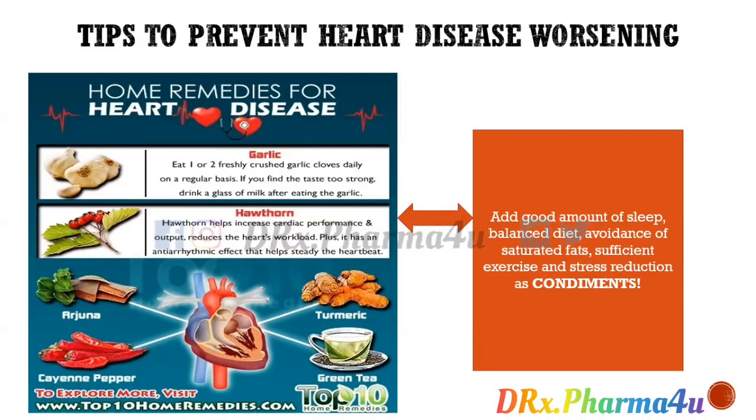And please add a good amount of sleep, avoid sleep deprivation and insomnia. That is very bad for the brain and definitely very bad for the heart. Have a balanced diet, and avoid saturated fats as much as possible. And have sufficient exercise. I don't ask you to take intensive exercise because again that puts pressure on the heart. Don't do intensive exercise. That is very bad. You can suddenly develop a cardiac arrest. Do moderate exercises. If you are feeling that you are having too much palpitation, stop the exercise, sit somewhere and relax. And definitely stress reduction also is important. So if you do all these things, then definitely it will be good to prevent the worsening of your heart.